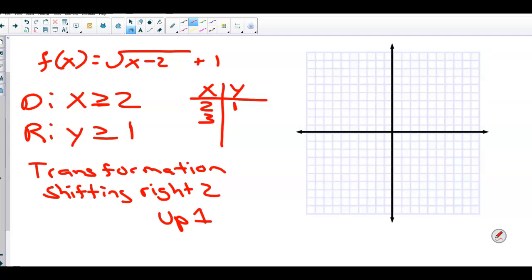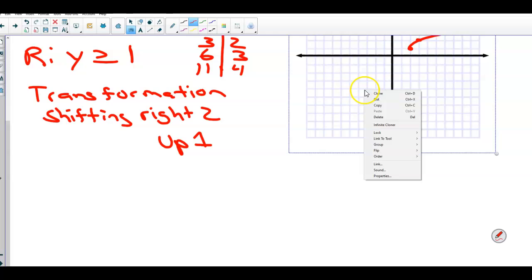And then I pick numbers that are going to give me a perfect square. 3 minus 2 is 1. The square root of 1 is 1. 1 plus 1 is 2. 6 minus 2 is 4. The square root of 4 is 2 plus 1 is 3. And then finally, I'll go with 11 minus 2 is 9. The square root of 9 is 3. 3 plus 1 is 4. And I'm plotting those points: 2, 1; 3, 2; 6, 3; and 11, 4, I'm going to have to guess a little bit off the graph. But that's what my graph should look like.